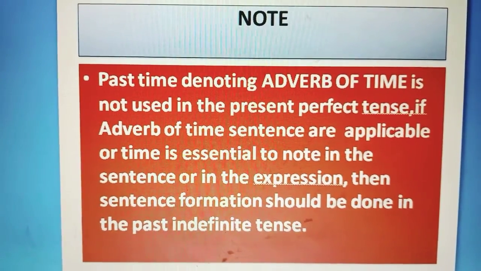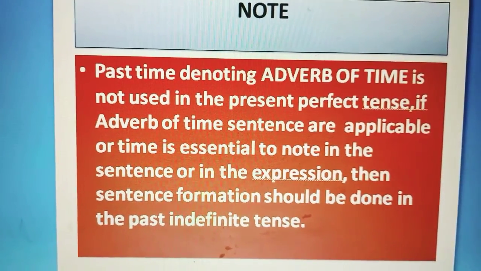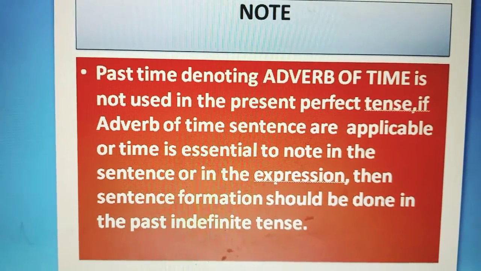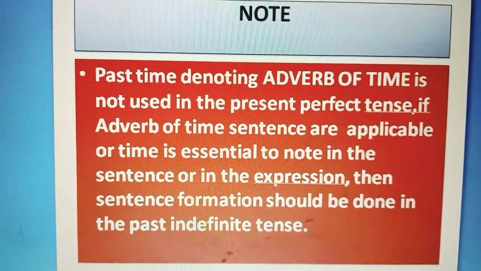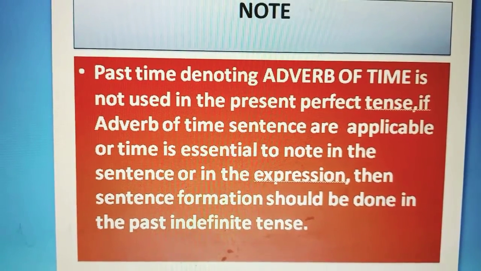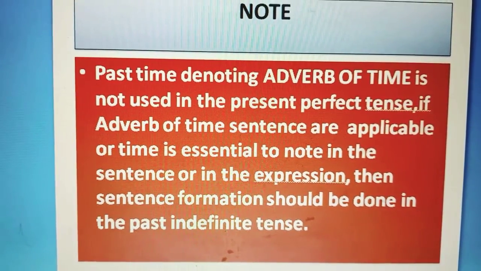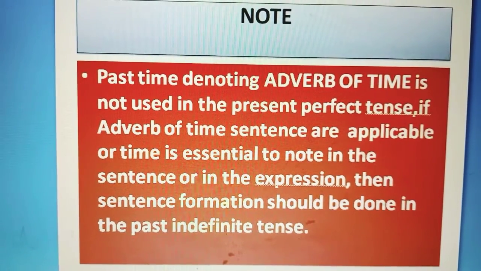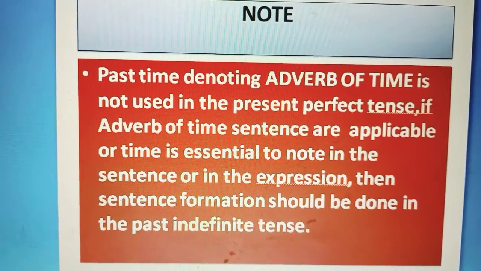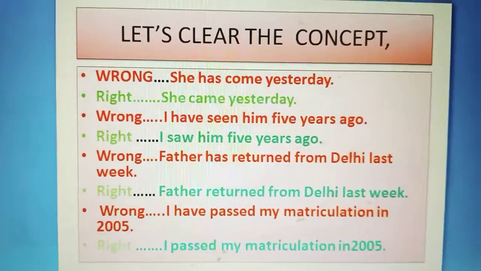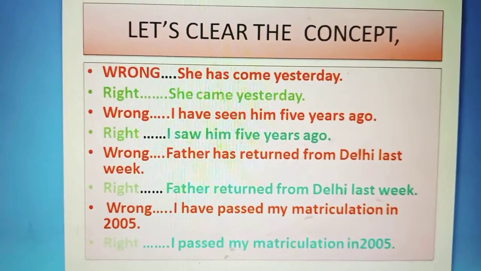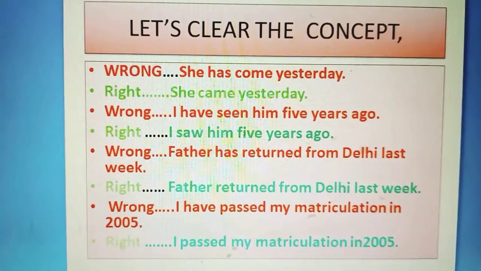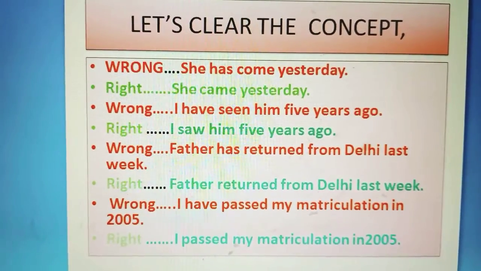Here is a note. The past time denoting adverb of time is not used in the present perfect tense. If an adverb of time is applicable or time is essential to note in the sentence or in the expression, then the sentence should be formed in the past indefinite, like that. See how you can use it. The wrong sentence you can see: She has come yesterday. Wrong. She came yesterday. You should write.